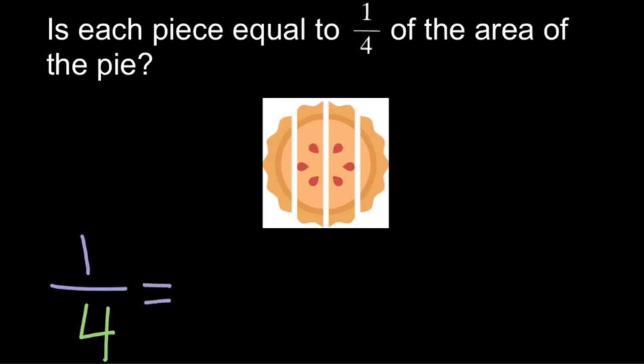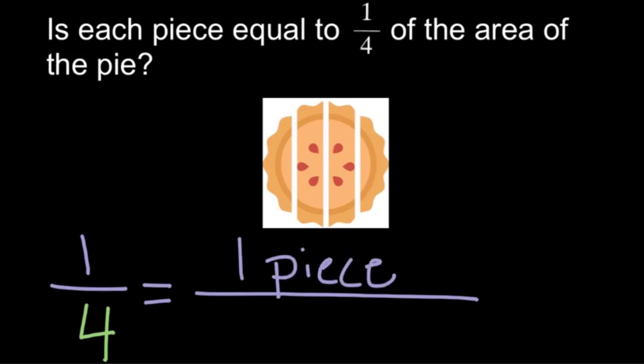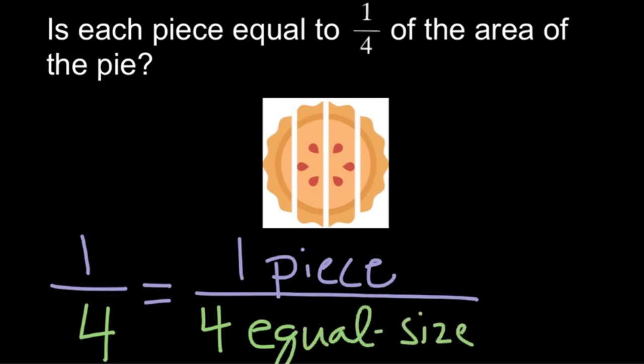The 1 in the fraction, the numerator, represents the number of pieces. So here, 1 piece of pie. And then the 4, when we're talking about fractions, is always talking about the number of equal size pieces. So in this case, 4 equal size pieces. So the question is, is each piece one of 4 equal size pieces?